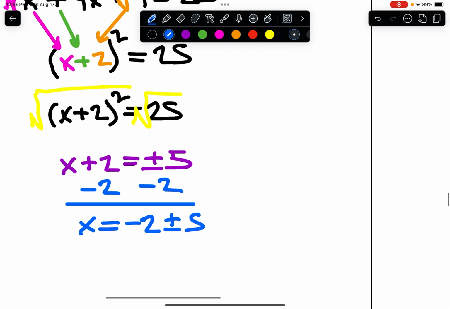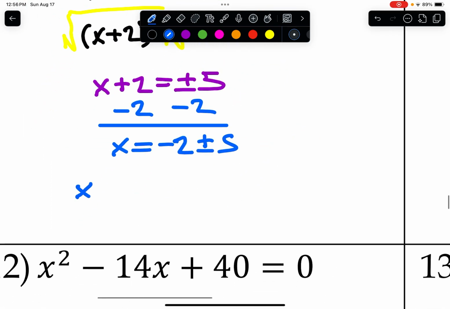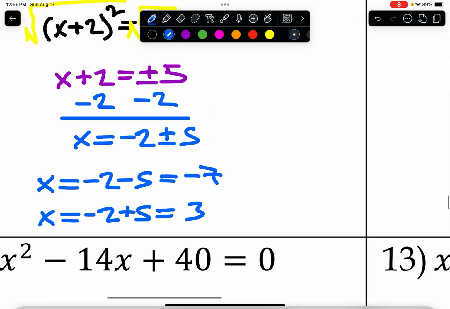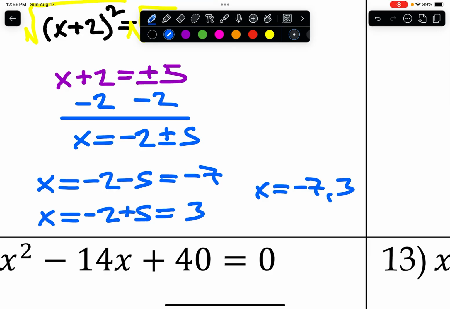Now this can be expanded, so meaning I'm going to do one solution with subtraction, and then I'm going to do one solution with addition. So negative 2 minus 5, which gives you negative 7, and negative 2 plus 5, which gives you 3. So these are going to be our two solutions. So negative 7 and 3.